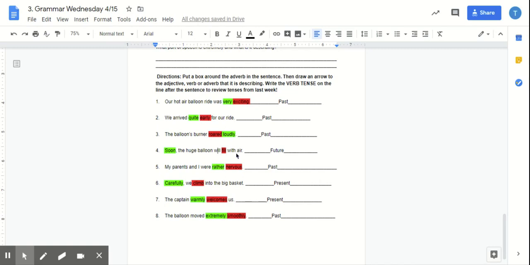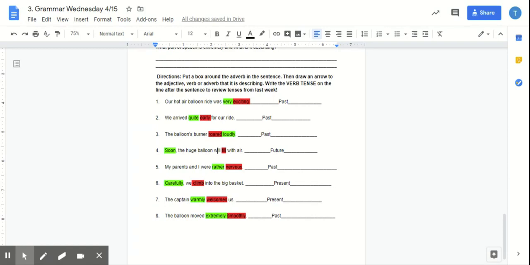Number 5, my parents and I were rather nervous. So, of course, nervous is a verb because it's what the parents and I are doing. And then rather adds on to how nervous the parents and I are. So, that is an adverb and is in past tense because of the word were. So, if it was I am, my parents and I are rather nervous, that's present tense. And then my parents and I will be rather nervous will be future tense, of course.